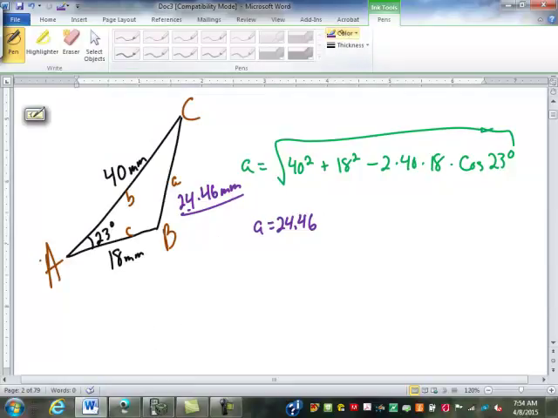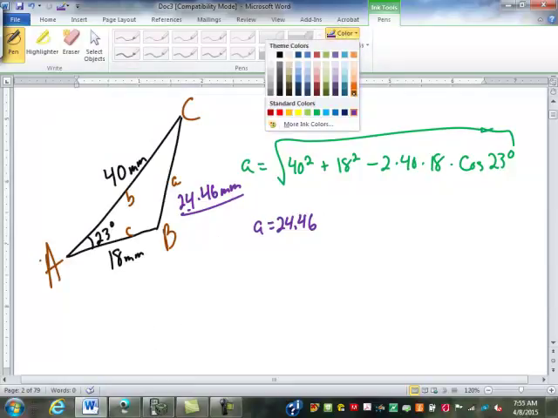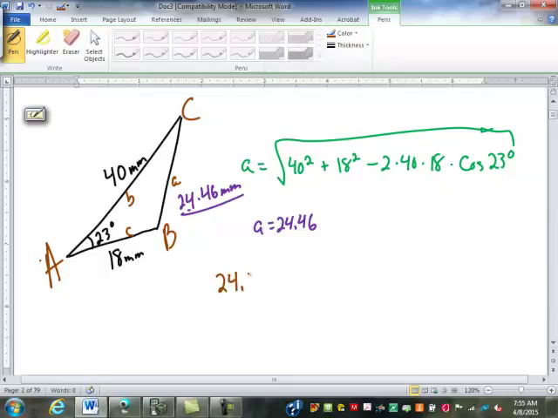Law of sines. And we're going to use that 24.46 over what? Sine of 23. Now, here's a case where we definitely should use one side first. Which one? We should use the 18 instead of the 40. It'll be obvious here in a second why. So it'll be 18 over the sine of angle C.